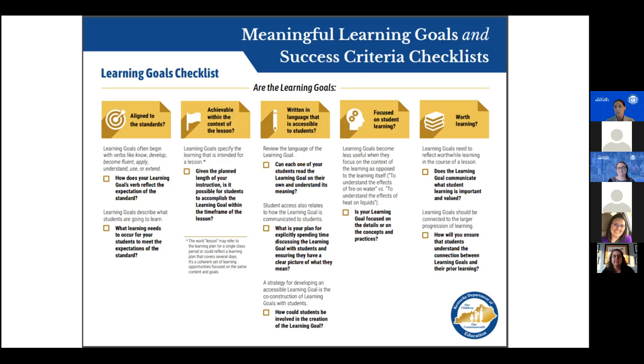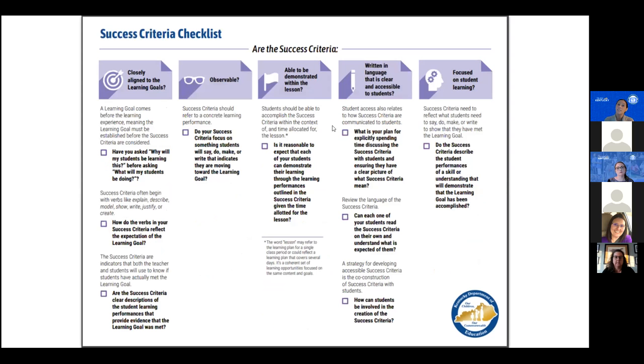But what you see on the first page of the checklist are the big things we need to keep in mind when we are creating learning intentions or goals that are aligned to the Kentucky Academic Standards, and to make sure that they truly help kids answer the question of what am I learning today. The second page to that is the success criteria checklist. So how do we create success criteria that we know are aligned to helping kids answer the question of, well, how will I know when I've learned it? So again, we just wanted to share those resources with you.